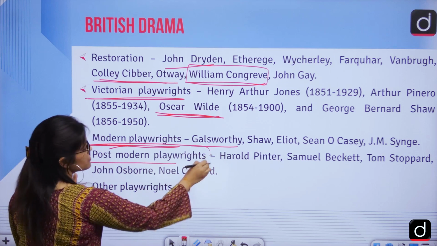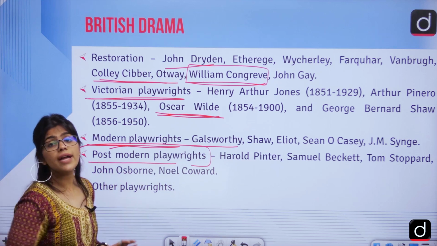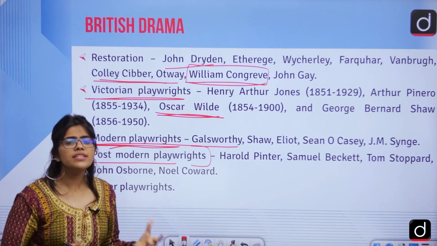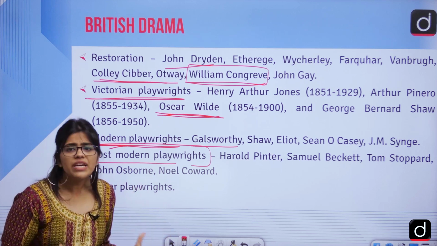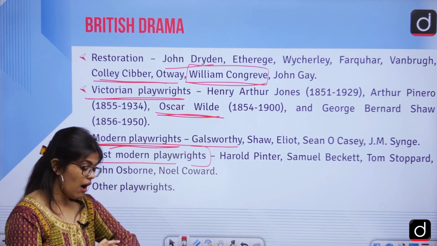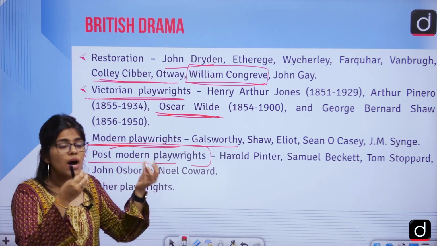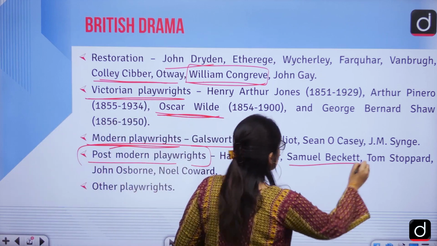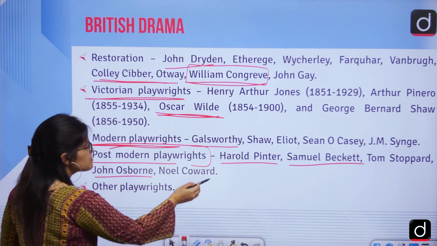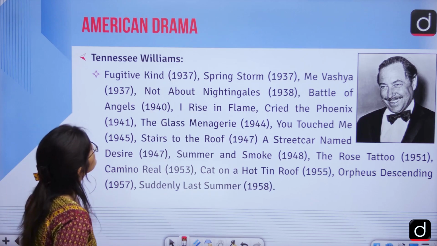With these postmodern writers, you should know, comes the absurd theatre, right? Here they are all saying there's a death of God, there is no God, there is existentialism. What are we? What is basically a human being? Why are we surviving? What is our role in this world? So we have absurd theatre, and who is basically the master of this absurd theatre? We have Samuel Beckett. We also have Harold Pinter, right? We have Tom Stoppard, we have John Osborne, and we have Noel Coward. And there are a few other playwrights also.